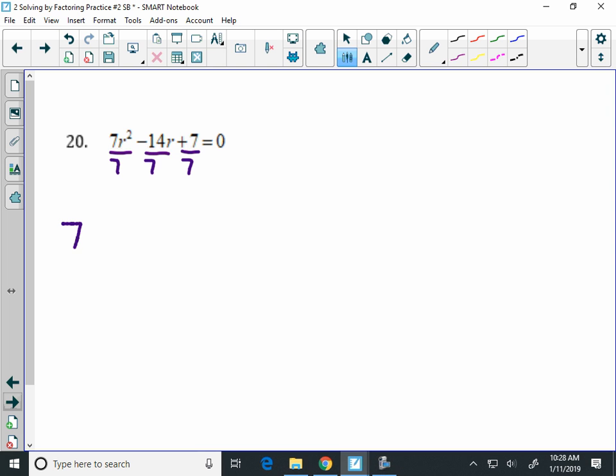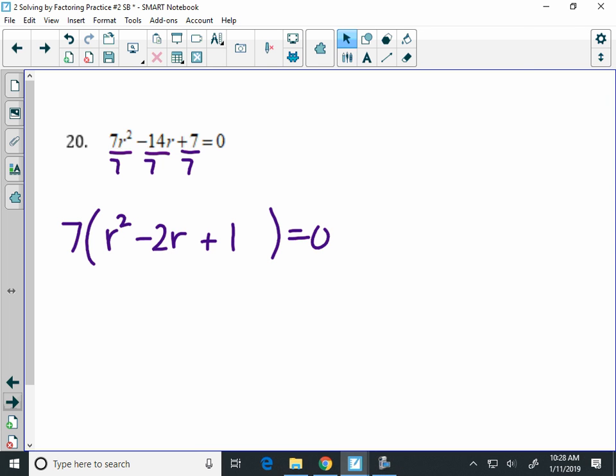So I'm going to divide a 7 out. And inside my parentheses, I'm going to be left with r squared minus 2r plus 1. You have to write the 1 there. 7 divided by 7 is 1. So that 7 GCF is just going to hang out in front while I factor what's inside the parentheses.